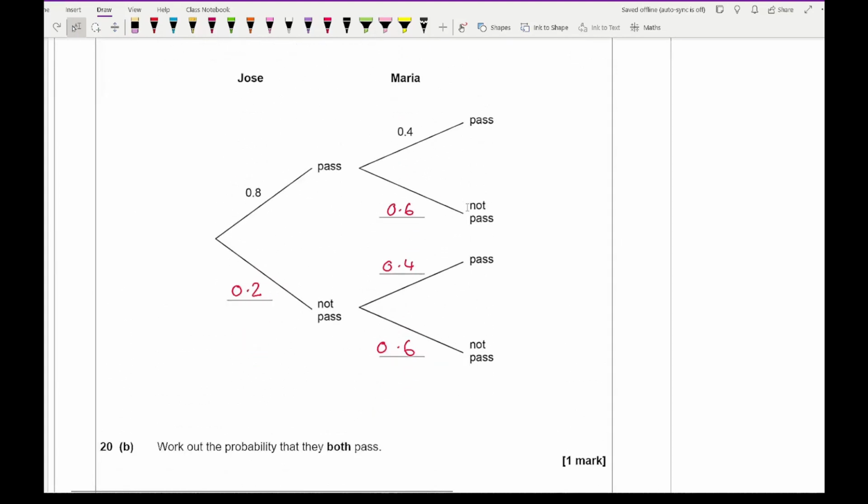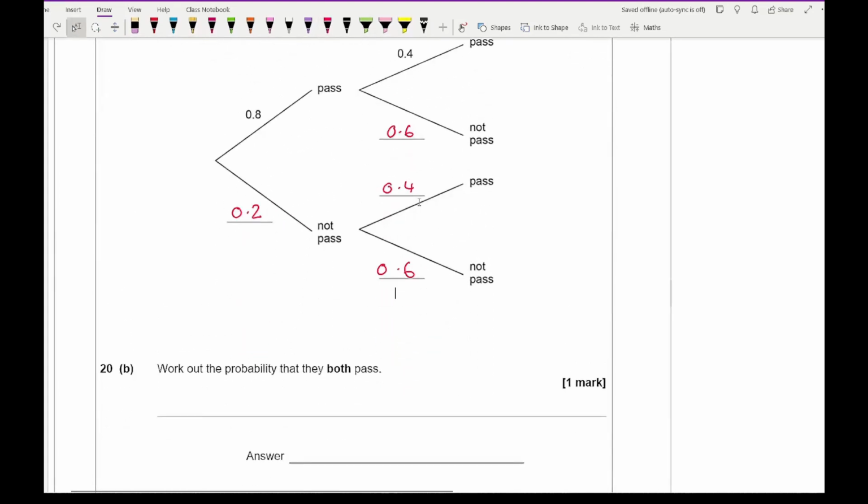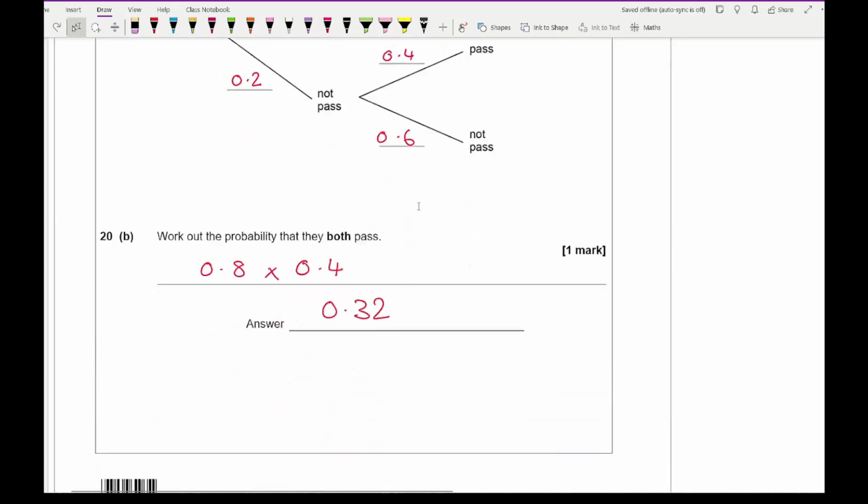It then says work out the probability that they both pass. Well, the probability of Jose passing is 0.8. Now, and in probability means times, and the probability of Maria passing is 0.4. So 0.8 times 0.4 on your calculator is 0.32.